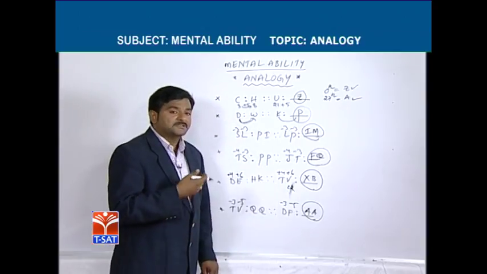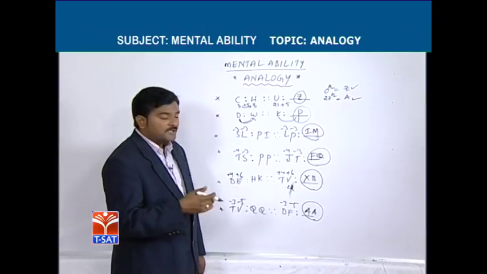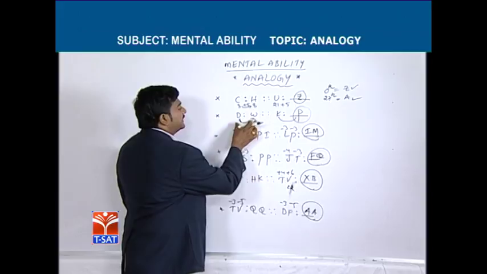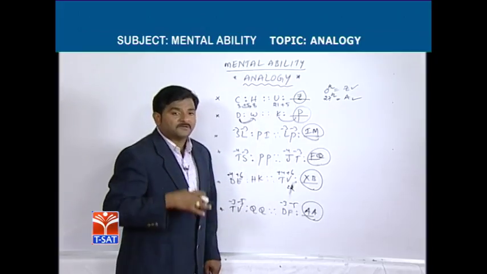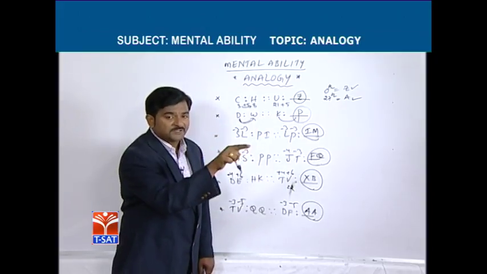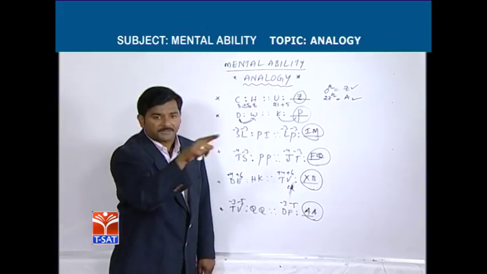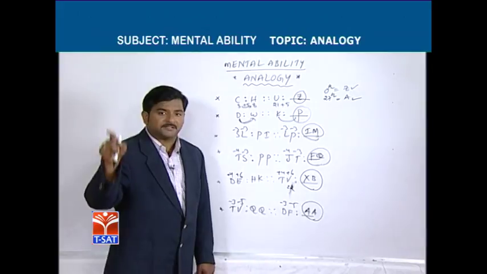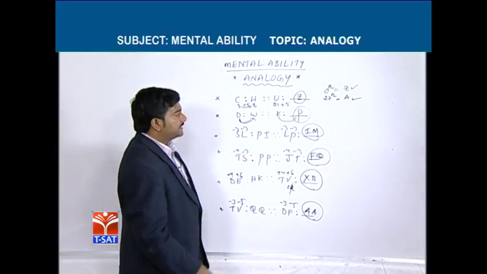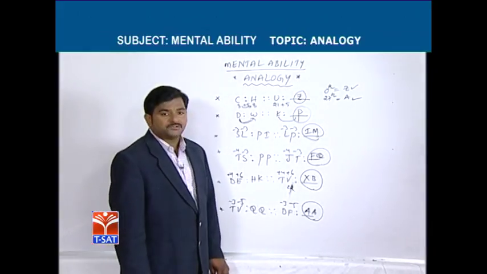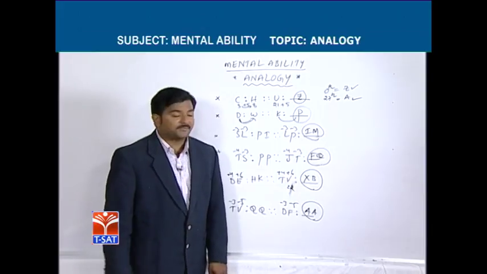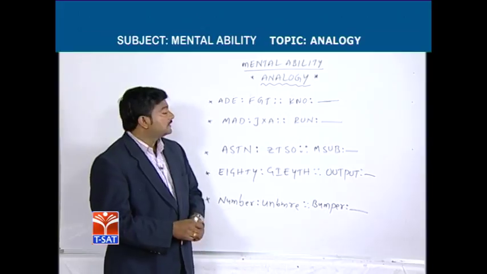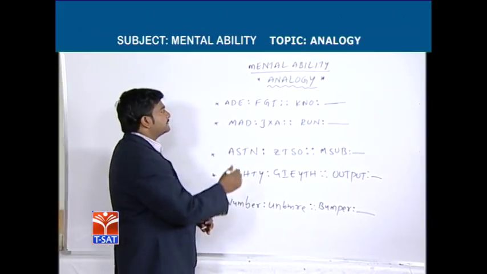But sometimes, as we keep going like this, we may not be able to establish any relation between the first pair. At that time, what you have to do is relate the first letter in the first pair with the first letter in the second pair, and the second letter in the first pair with the second letter in the second pair. We can establish the relation like this. I hope you enjoyed this. Now we will discuss some other models regarding letter analogy. Let us start discussing one by one.